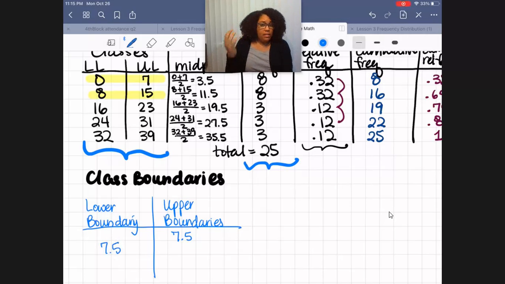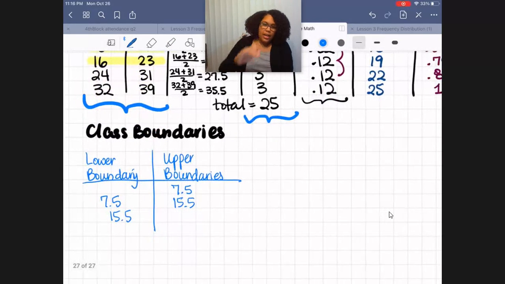Now, the 15, we're going to stretch that out to 15.5. And then when I move to my third class, I'm going to back the 16 back to 15.5. So notice now what's happening is I've got this kind of slanted similarity of numbers. So my 7.5 here matches with the 7.5 there. My 15.5 here matches with the 15.5 here.